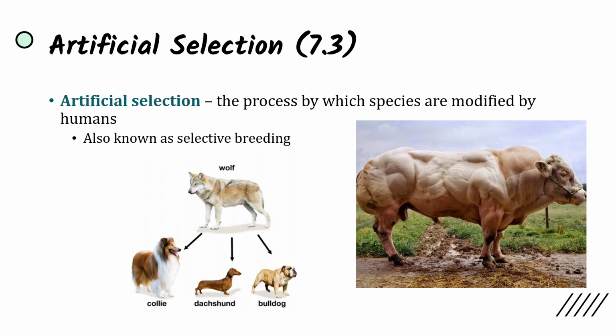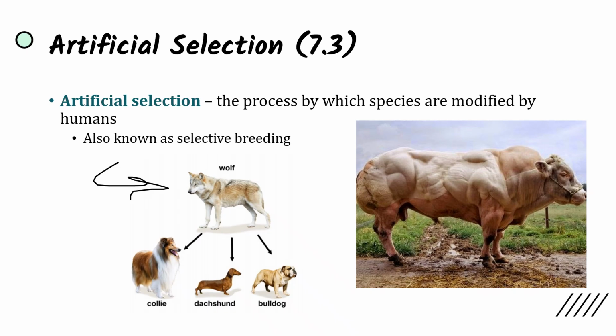And very quickly, we'll look at artificial selection, which is the process by which species are modified by humans. This is also known as selective breeding. So instead of nature deciding which traits should be selected for, these are humans deciding which traits should be selected for. So we look at something like wolves, where humans decided to take the calmest, the most docile, the least aggressive wolves, the ones that weren't afraid of humans, and start breeding those.